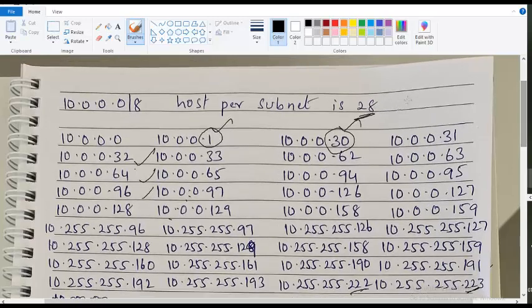Okay, 255.255.255.224, which is slash 27. Yes. That's right.